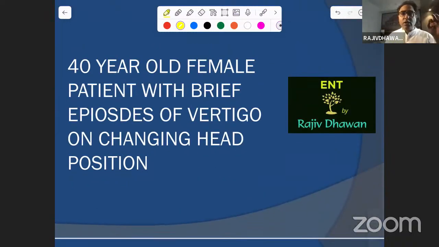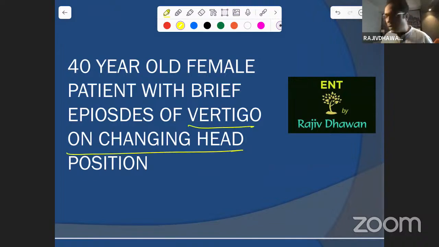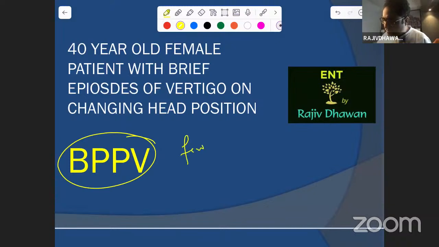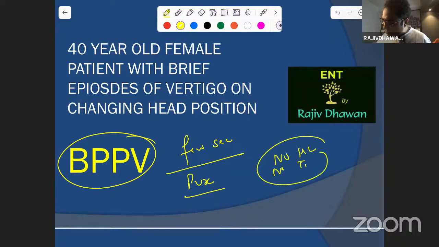Very likely question. A female patient, 40 years old, with episodes of vertigo on changing head position. Vertigo on changing head position is benign paroxysmal positional vertigo, beta. In BPPV, the vertigo lasts a few seconds only, and it is pure vertigo. There's no hearing loss, no tinnitus. Meniere's has no positional element in vertigo. Meniere's is episodic, with the 3 features, beta: vertigo, tinnitus, hearing loss. But BPPV has no hearing loss, no tinnitus, beta.